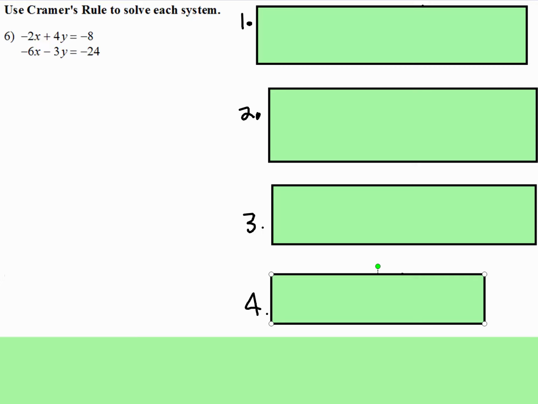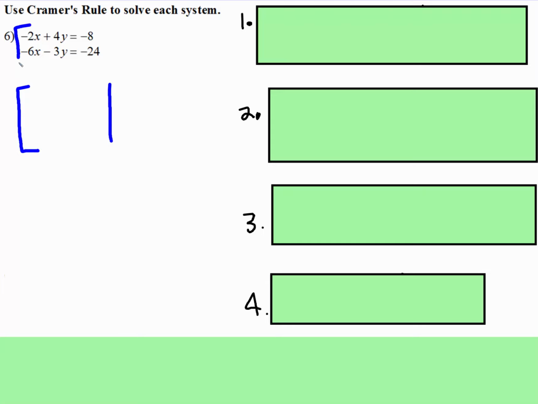Okay, there are going to be a lot of steps to use Cramer's rule to solve systems of equations, so buckle up. We're going to turn these systems into a special type of matrix. So what you're going to do, I'm going to show you the first part.